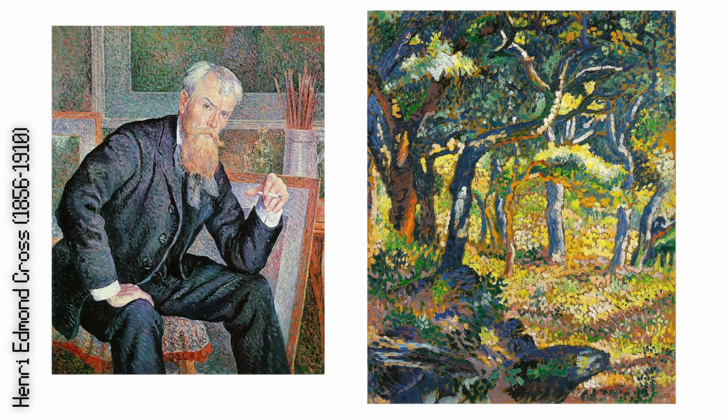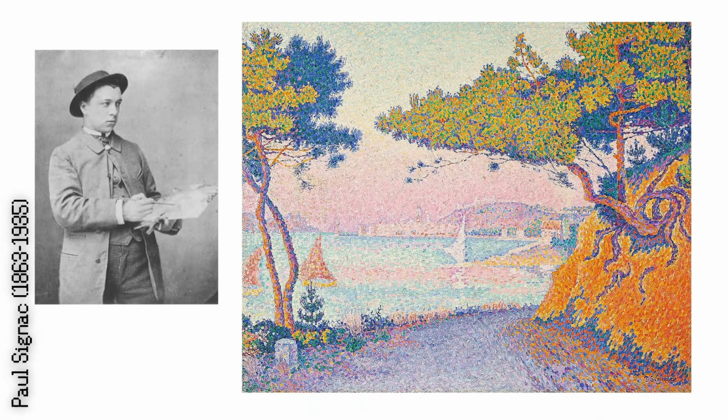While unlocking the first 4 elements of the Divisionist Code, we've been looking at a painted study by Henri Edmond Cross, a rapid oil sketch of trees and sunlight. For the 5th element of the code, let's look at a finished painting by one of his contemporaries, French artist Paul Signac. The 5th and final element of the Divisionist Code has to do with the size of the brushstrokes, and here it gets a bit complicated because several things are happening.